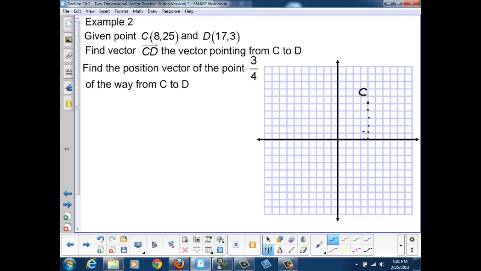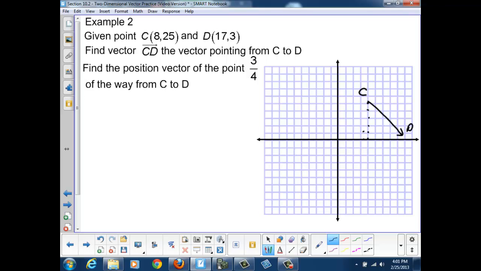That will be point C. And point D: 10, 12, 14, 16, 17, and up 3. So right about here will be point D. And we want to determine the displacement vector from C to D. So what we do is we figure out how far we have to move in the horizontal and vertical directions to get from C to D.